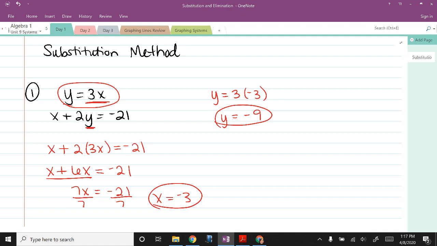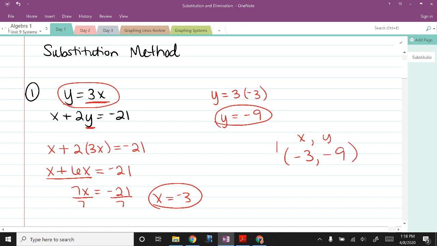So I can put my solution together in an ordered pair. And x always comes before y in an ordered pair. So you're always going to do x and then your y, okay? So it's going to be negative 3, comma, negative 9. This is my solution.